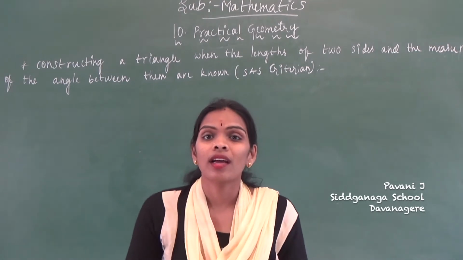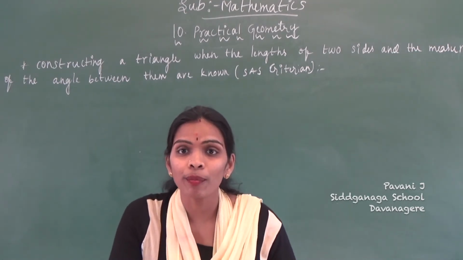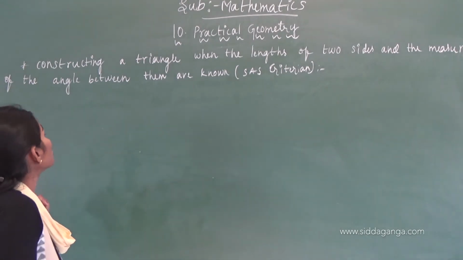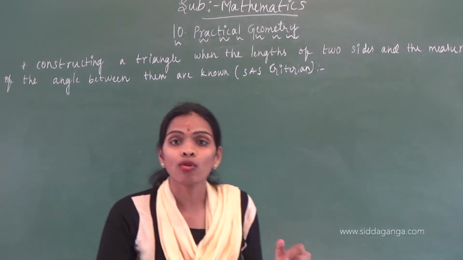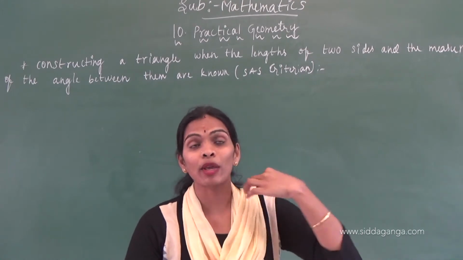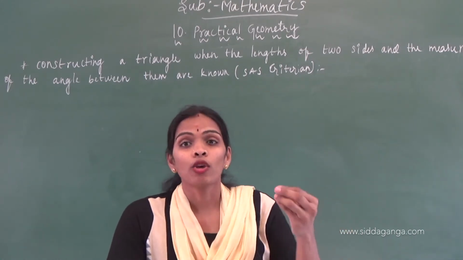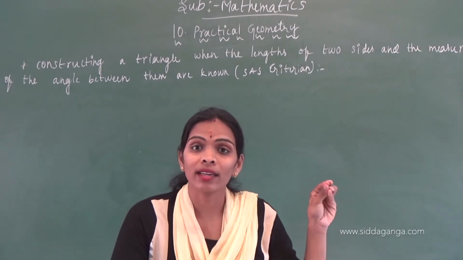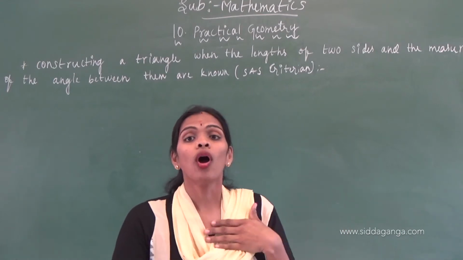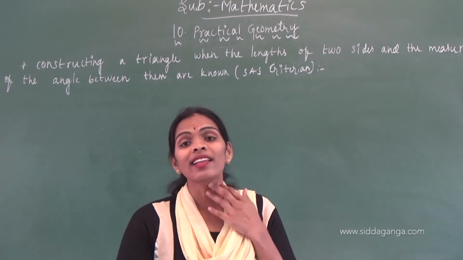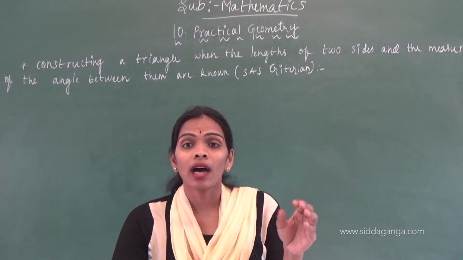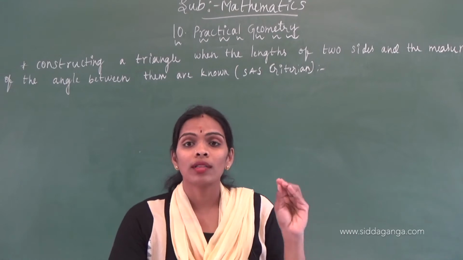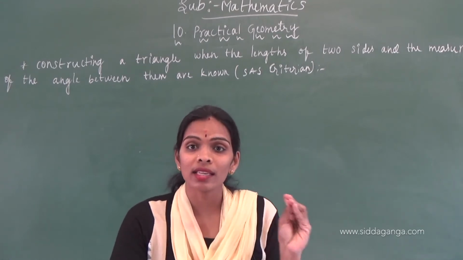Hello children, today we are continuing with our previous topic, practical geometry. What we have discussed is how to construct two parallel lines by using the transversal concept, by using the fact that co-interior angles and alternate interior angles are equal. By using that concept, we know how to construct parallel lines, and then we know how to construct a triangle when we know the sides of a triangle by using the SSS criteria.